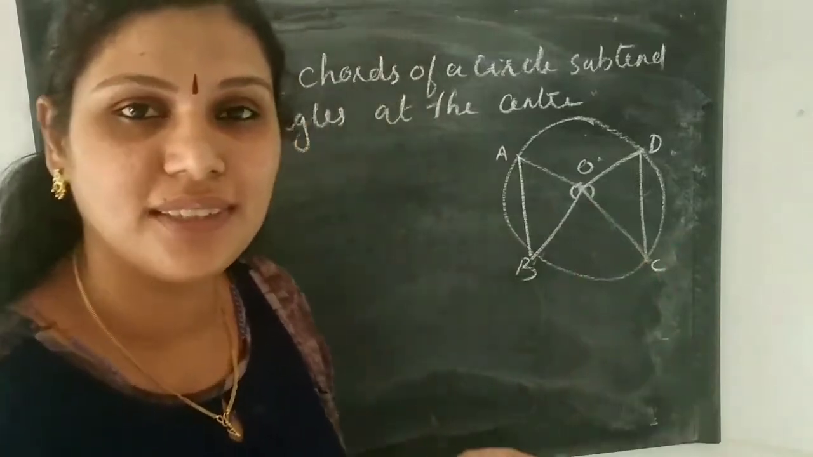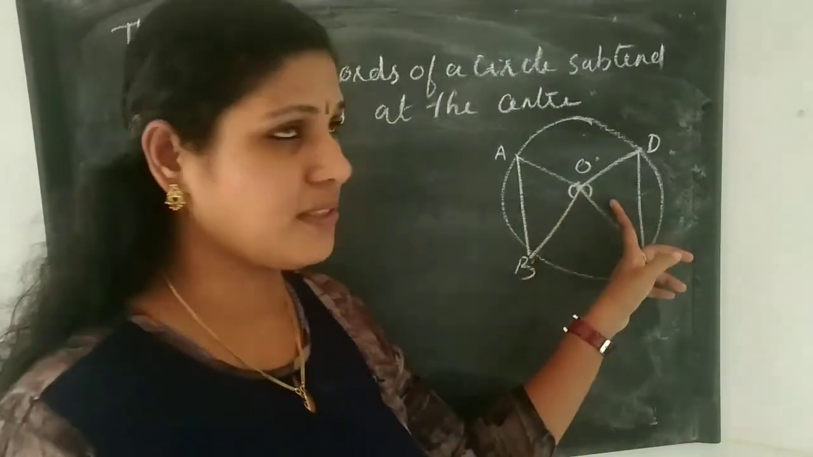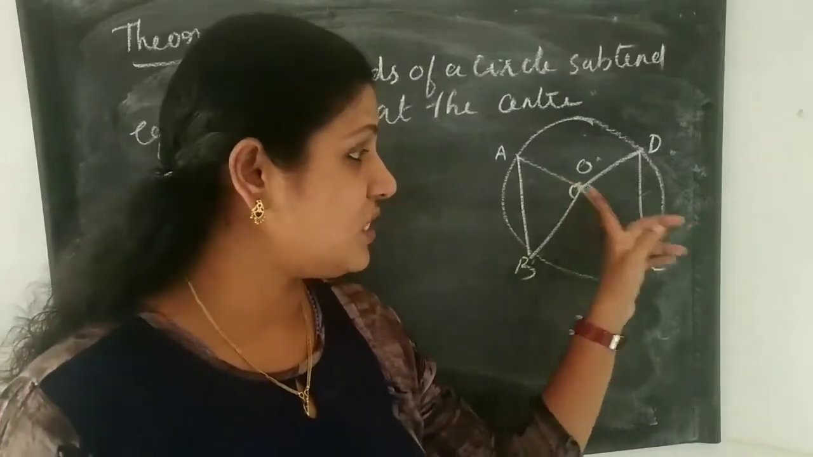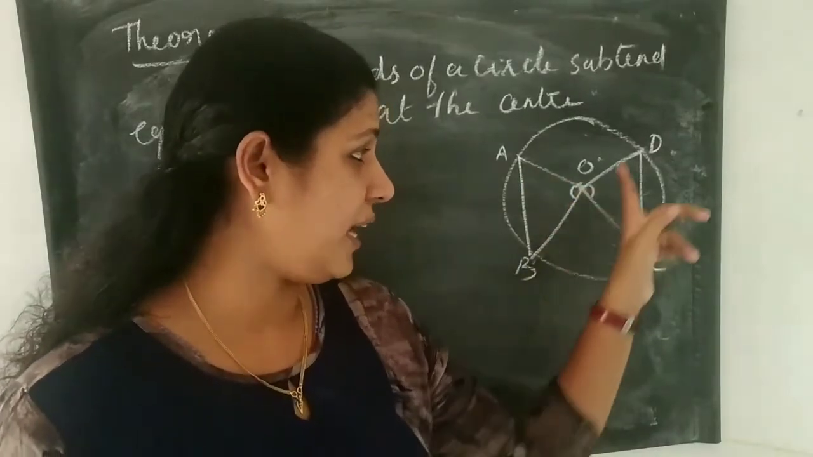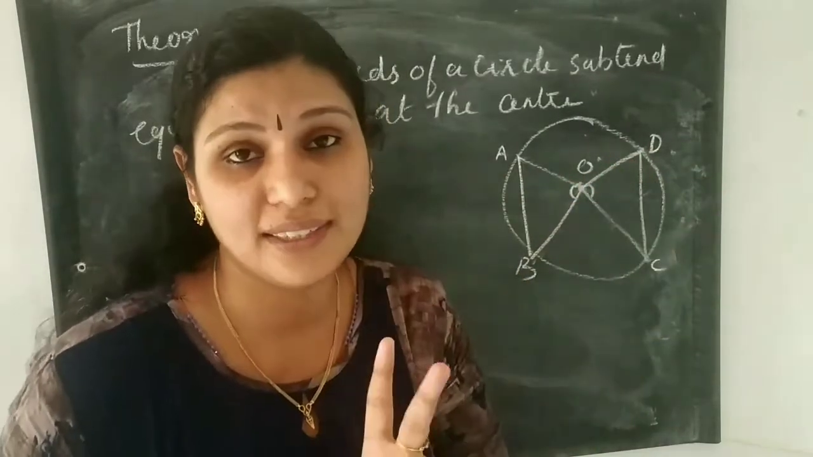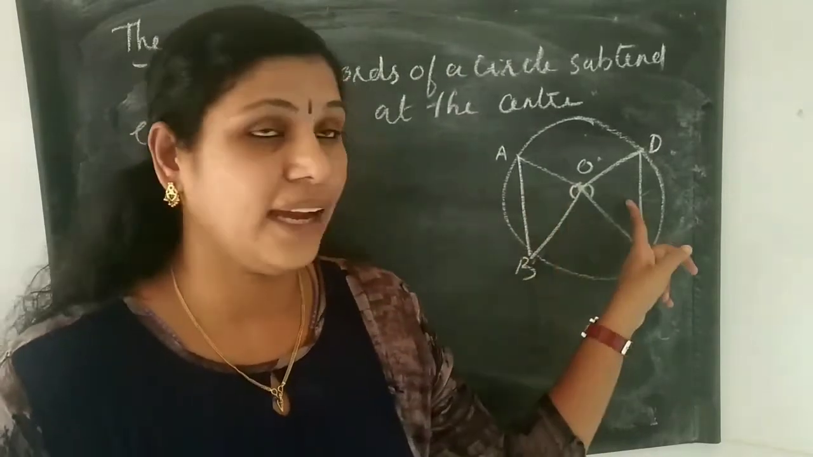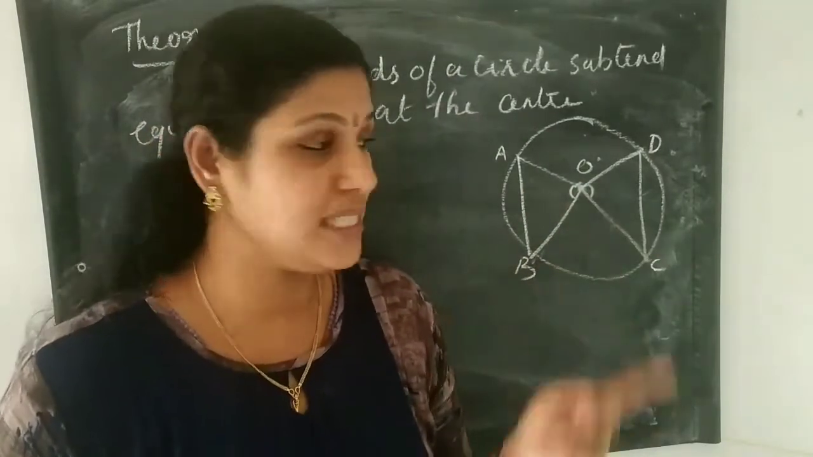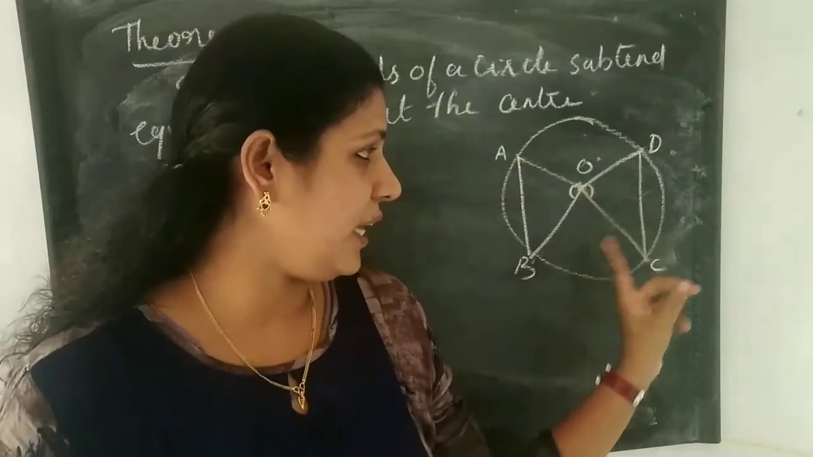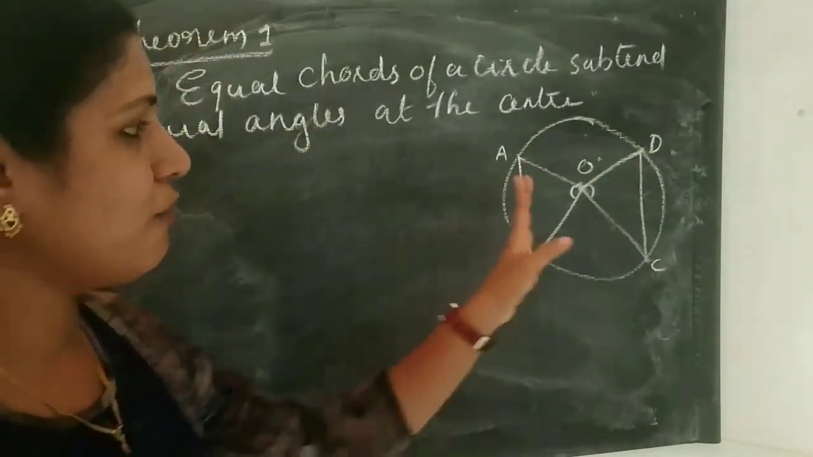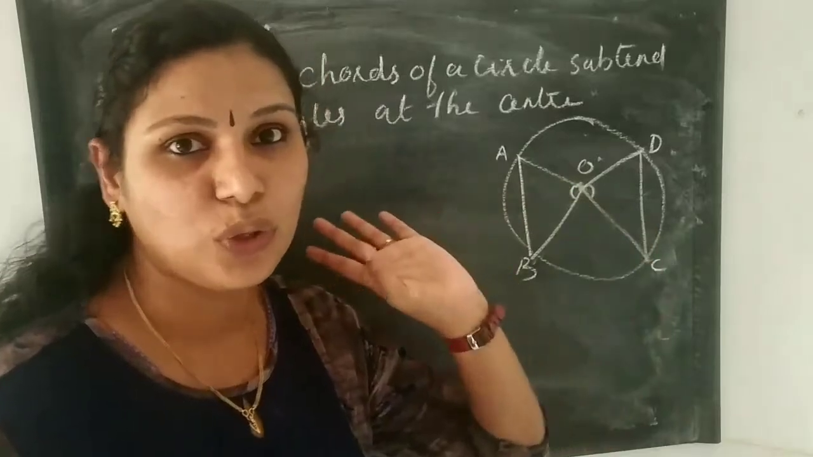How to prove this? Any idea? AOB and COD are two triangles. We have to prove these two triangles are congruent. Then by CPCT we can write angle AOB equals angle COD. So first we have to prove these two triangles are congruent.